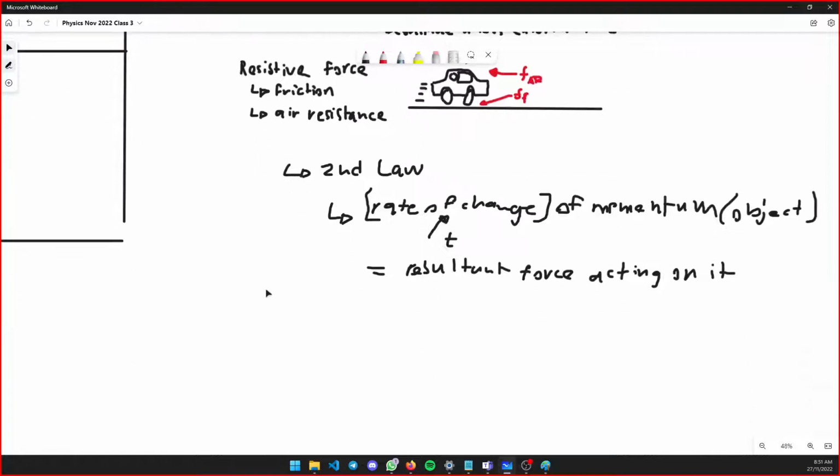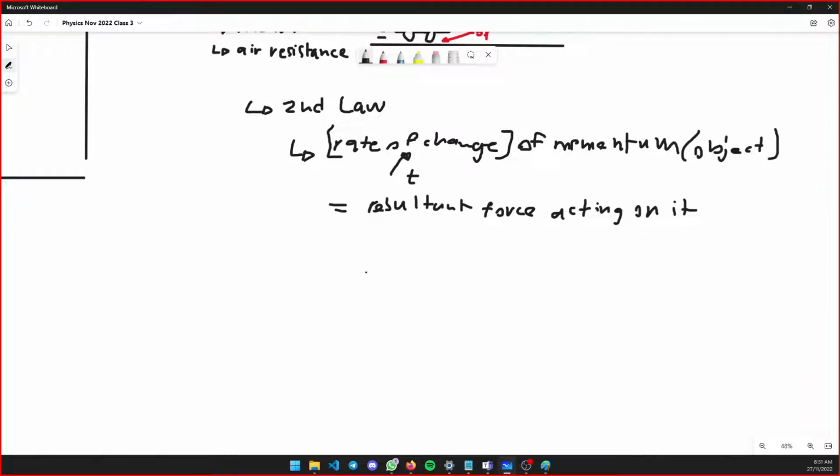Okay. So when this comes along, this is where you start to have a lot of formulas. F, the force, is equal to the rate of change in momentum. What is momentum? mv. Momentum is the product of a mass and its velocity. You can keep talking in riddles, or you can just say momentum is the product of its mass and velocity.